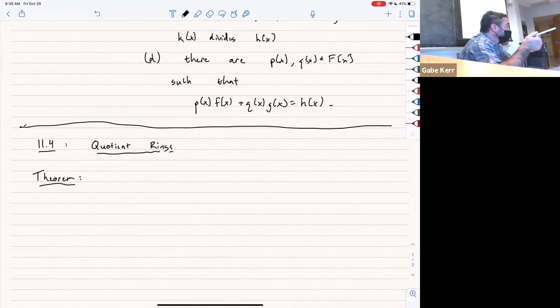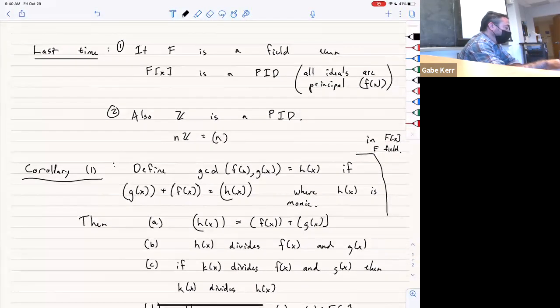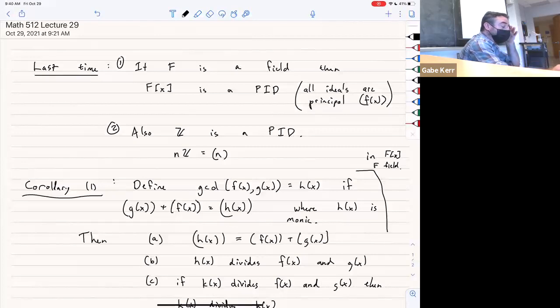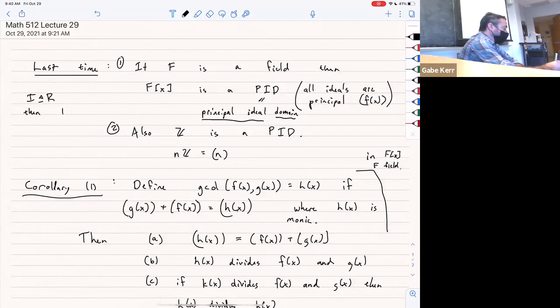Question? What's a PID? Good question. I actually didn't define one of these. A PID is a principal ideal domain. There are two things in here. One is that every ideal is principal, meaning if I have an ideal in R, then this ideal is equal to a principal ideal for some element, which is the multiples of some element. The other part is domain, which I didn't define, but let me define it now. It just says there are no zero divisors: if A times B equals zero, then either A is zero or B is zero.